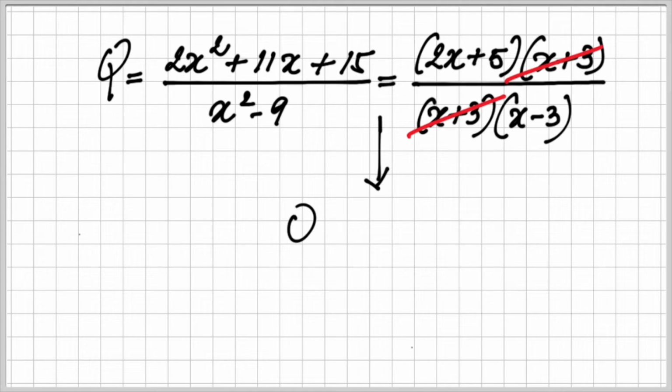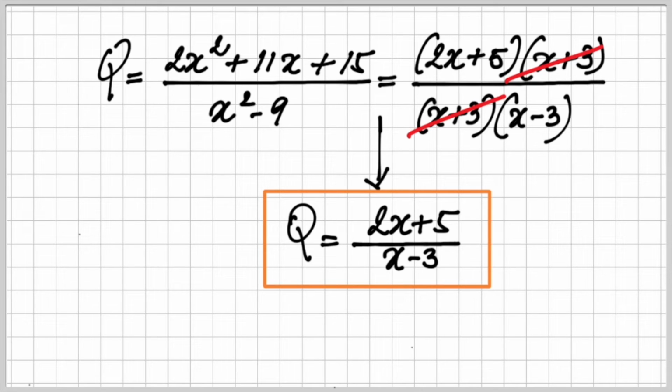And we see that we have two parameters which are equal, so x plus 3 in the numerator and in the denominator. So we can simplify this, and finally we find that the division gives us 2x plus 5 divided by x minus 3. And that's the final result of this division.